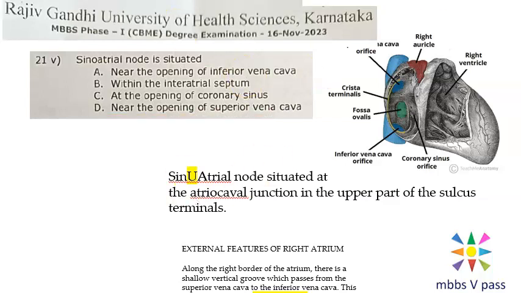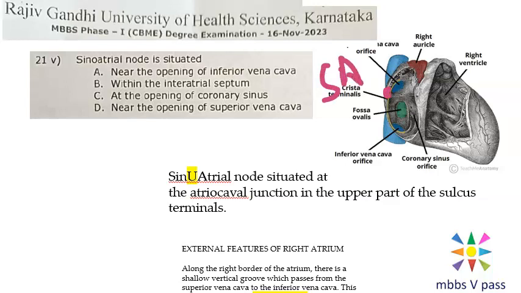What the textbook, Chaurasia, says is this. So please read the textbook language. The SinoAtrial node is situated at the atriocaval junction in the upper part of the sulcus terminalis. So here you have this muscle band, right? The crista terminalis, which they have told here. This crista terminalis is creating the sulcus terminalis. A sulcus means what? A groove kind of a thing, right? So in the upper part of that sulcus is where you have this SinoAtrial node.